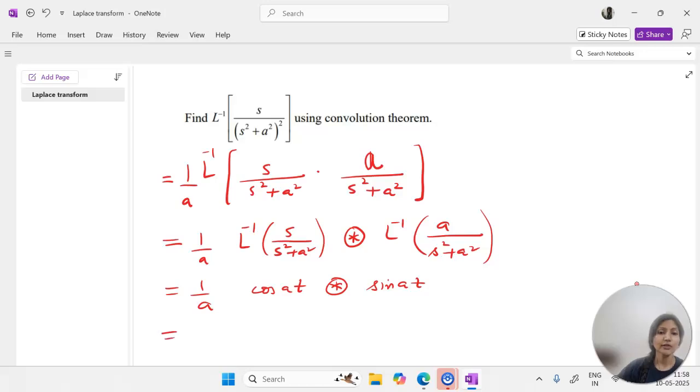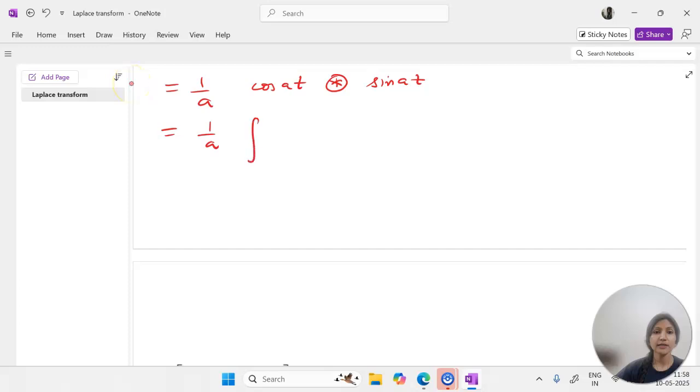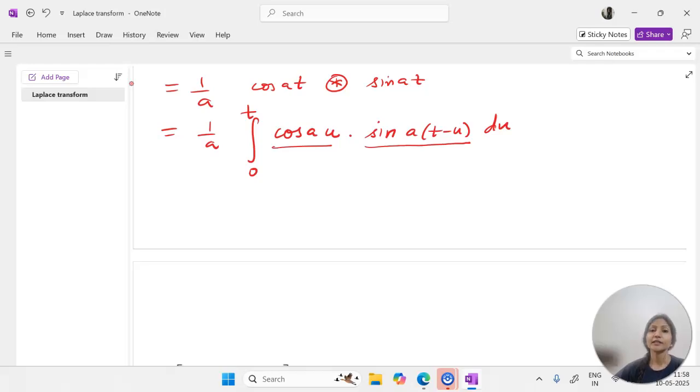Now what is this convolution? We just saw it is an integral in a particular way. We can write it as the integral between 0 to t. We write one function, any one, in terms of u, so I'm writing cos au, and the other one in terms of t minus u, sin a(t minus u), and integrate with respect to u. Now we just have to integrate it. You can see this is a cos function, this is a sine function. We have trigonometric identities which should be used, and then we just need to integrate it, and that is going to give us our answer. So let us solve.